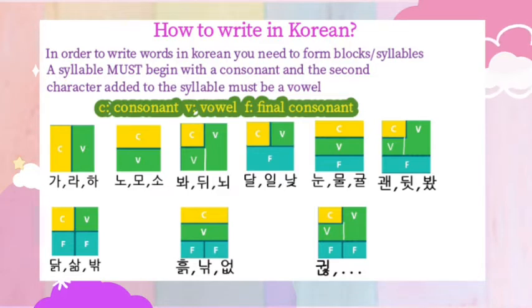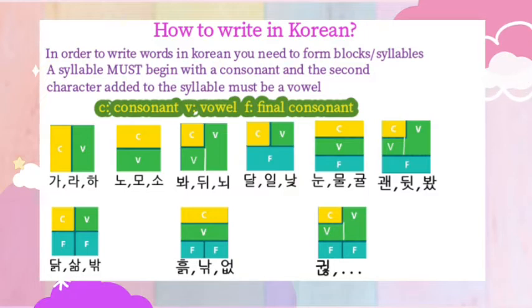For the third example, we have consonant and composed vowel. For example, we have 봐, which can mean look. 이거 봐, look at this. 뒤, which means back. 뇌, which means brain.